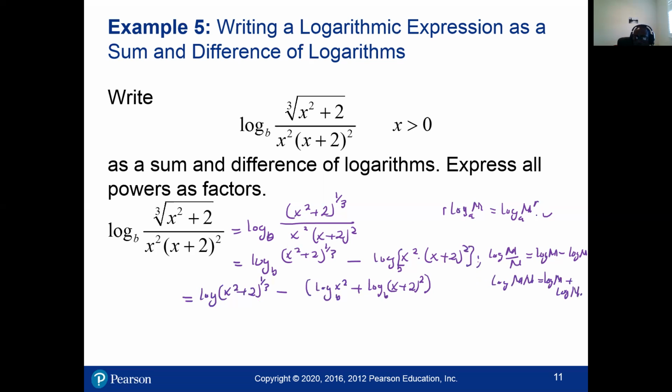All right. So then we use this property again, and then we have 1/3 log, don't forget your base, the base is still b, of x squared plus 2. Now this is going to distribute that, so that becomes negative 2 log x base b, then minus 2 log x plus 2 base b. So that is our final answer.